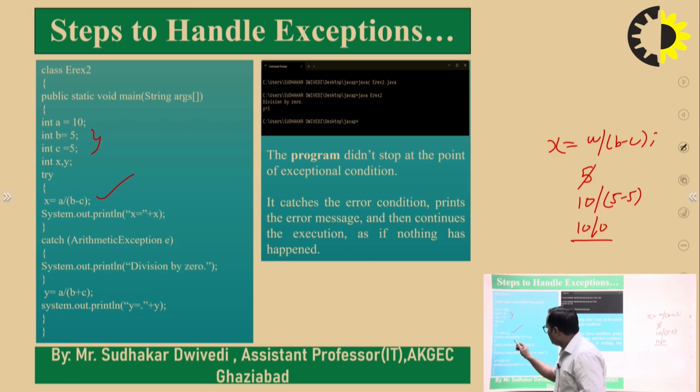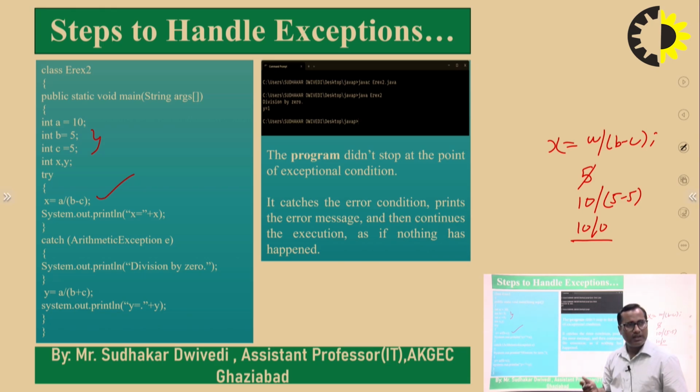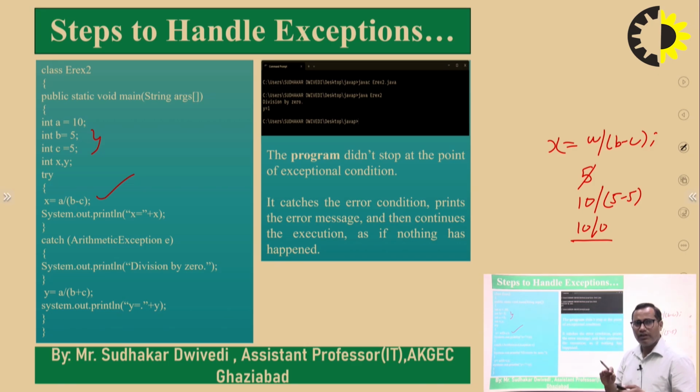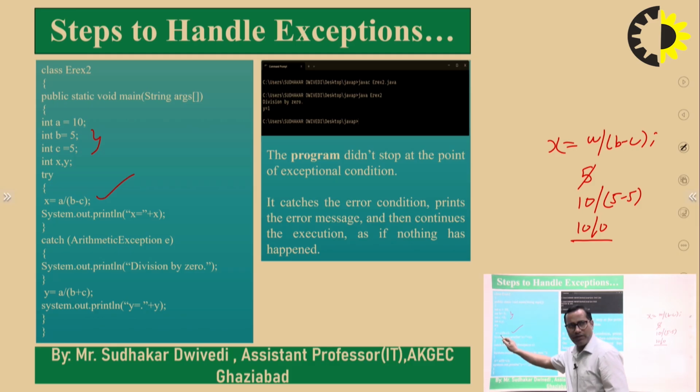So as we know, this may cause errors. So I have written this code in the try block. If we do not incorporate this try and catch block, what will happen? Whenever this line is executed, it is logically incorrect, we know. So what will happen? The program crashes or terminates here. That means this line will not be executed.